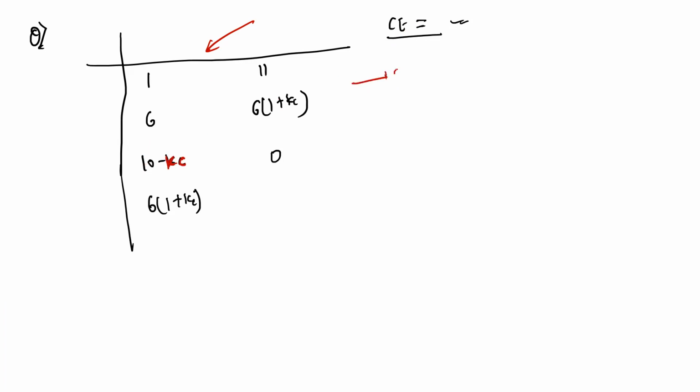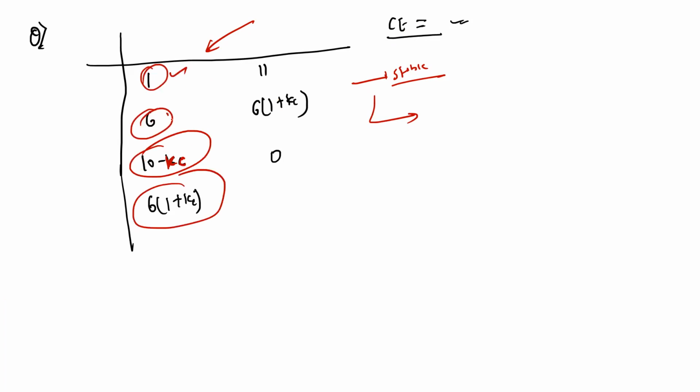So if this system has to be stable, what should we do? The coefficients of the first column should be positive. This one is positive, okay. This one is positive, okay. This one has to be positive. So first, 10 minus Kc should be greater than 0. So minus Kc should be greater than minus 10. So your Kc should be less than 10, right? So I have got this one.